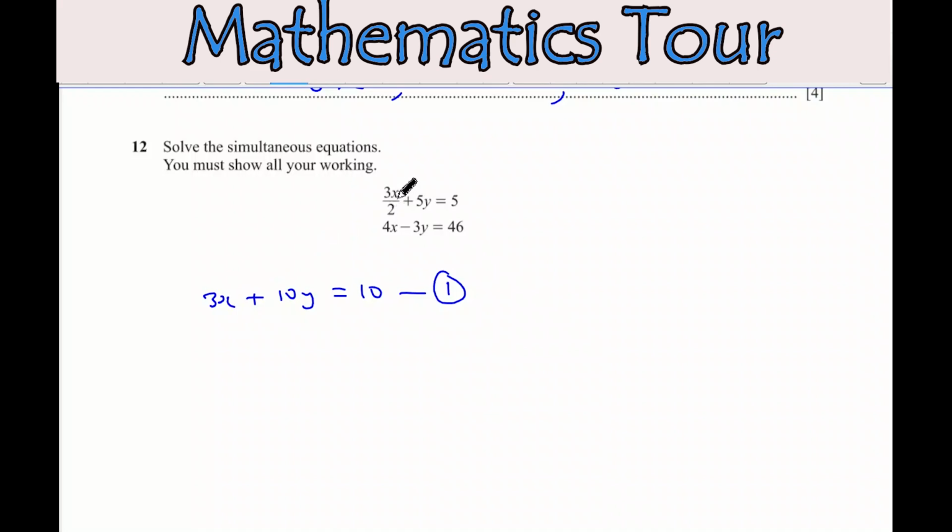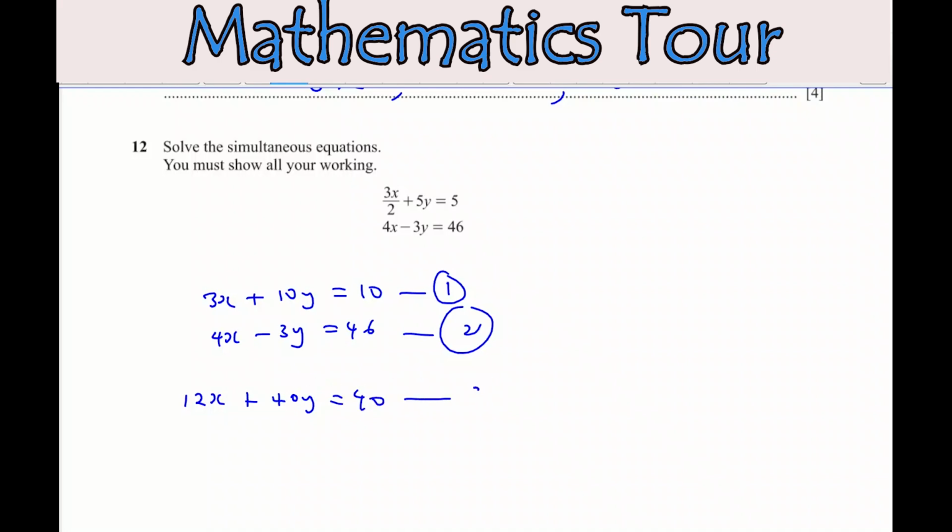So this and this are the same. I just linearized this to this. So equation 2 will be 4x minus 3y equals 46. Using the elimination method, I have to make the coefficient of x equal. So I'll multiply equation 1 by 4. So that will be 4 times 3x, that is 12x, plus 4 times 10y, that will be 40y, equals 40.